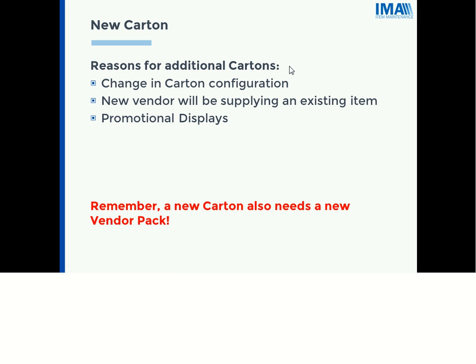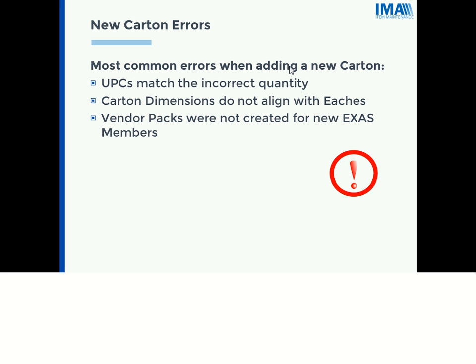So anytime you have a new carton, just remember that that new carton is going to require a new vendor pack as well. So the most common errors when adding a new carton is the UPCs match the incorrect quantity, the carton dimensions do not align with eaches.